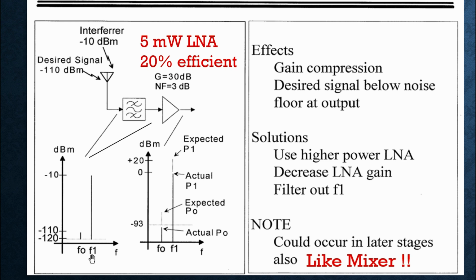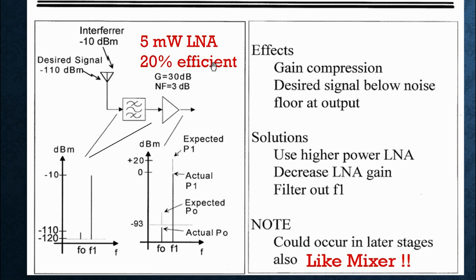Well, let's look at the interferer. The interferer started out at minus 10 at the input to the amplifier, and it should go up 30, so it should be plus 20 dBm at the output, right? Except that in the real world, well, what's plus 20 dBm? That's 100 milliwatts. And this is assumed to be a low power receiver with a low power LNA. And we're assuming here it's 5 milliwatts, for example. Well, you're not going to get 100 milliwatts out if the LNA only draws 5 milliwatts.